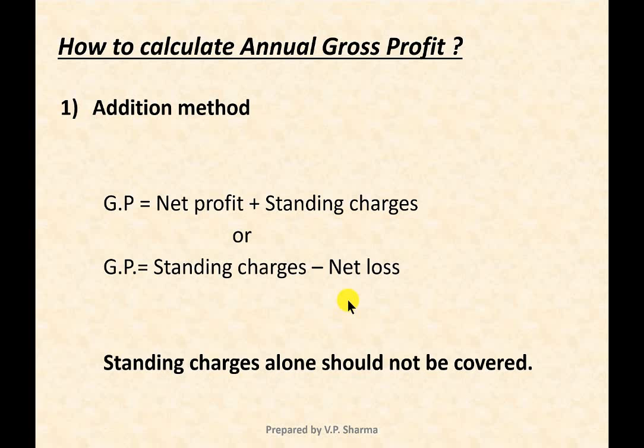How to calculate annual gross profit? The addition method we have already explained, and there are two ways of calculating. One is gross profit is net profit plus standing charges, the addition method. In case the risk is suffering a net loss, then standing charges minus net loss gives you the gross profit. And under both situations, standing charges alone should not be covered, because if you cover standing charges alone, you are paying more than the indemnity. You are paying more than the gross profit.